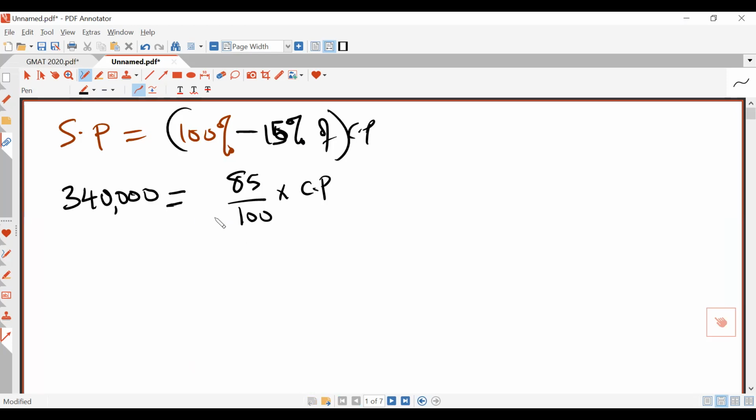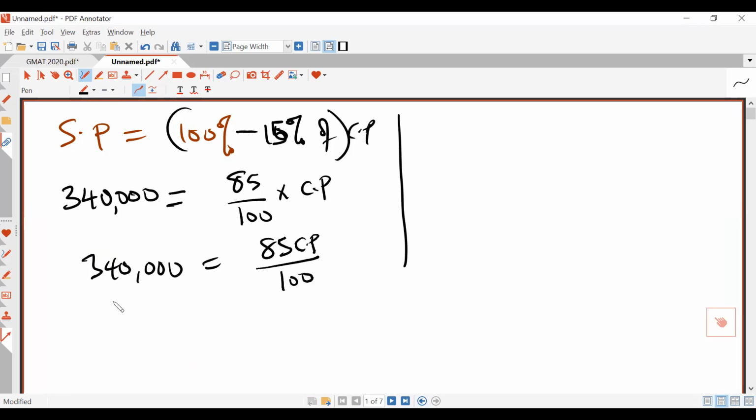This is equal to. Now, what we need to get here is the cost price. Then afterwards, we use that one in our new scenario, and then we try to get the profit. So here, we shall simply say that this is the same as 340, which is the same as 85. This is 85, not 8.5. 85 cost price divided by 100. So we're going to cross multiply, or we can multiply by 100 such that this one cancels out. We might do the same on the other side of the equation.